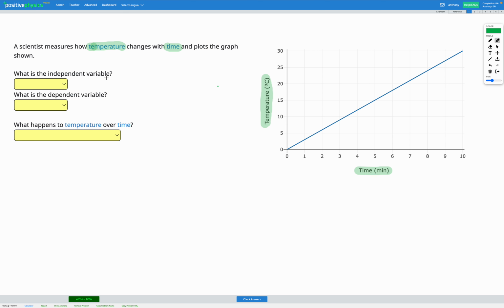Our first two questions here ask what is the independent variable and what is the dependent variable. The independent variable is always written on the x-axis. And our dependent variable is always written on the y-axis. So in this question, our independent variable is going to be time, and our dependent variable is going to be temperature.